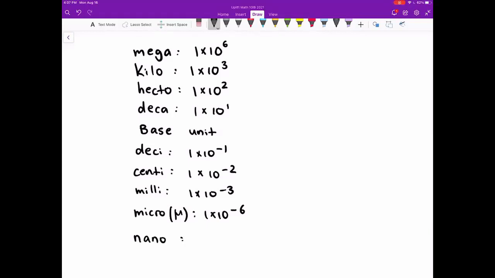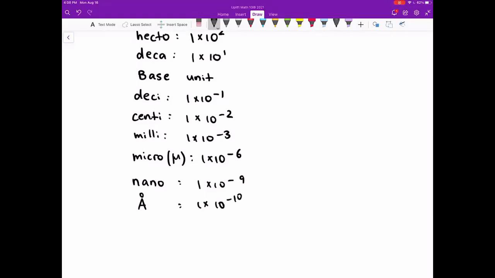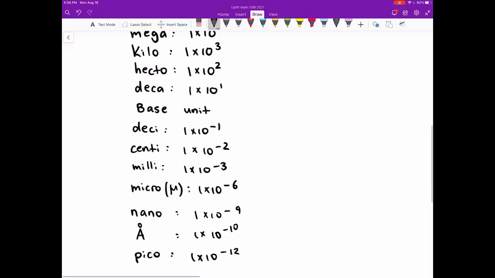And then there's some weird thing called angstrom, which is used for the radius of atoms. And then we have pico, which is negative 12. Okay, I think that's enough. Yeah, because anything aside from these, you're very rarely going to encounter.